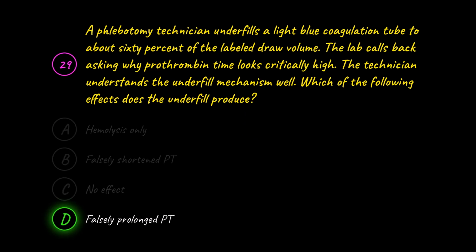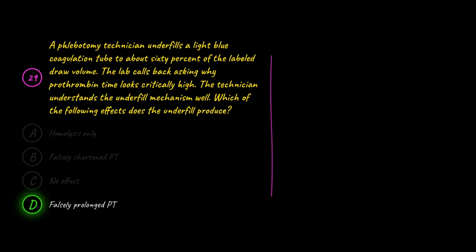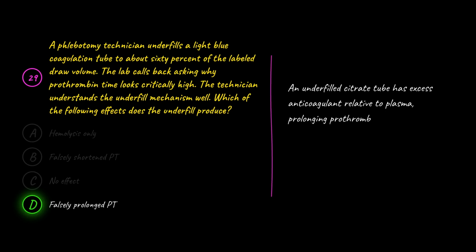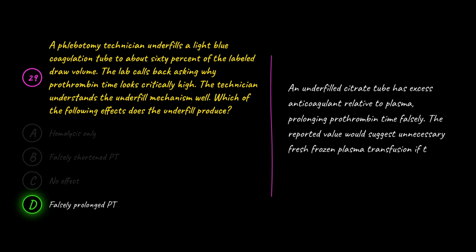The correct answer is D. Falsely prolonged PT. D is correct because an underfilled citrate tube has excess anticoagulant relative to plasma, prolonging prothrombin time falsely. The reported value would suggest unnecessary fresh frozen plasma transfusion if the clinician trusted it.